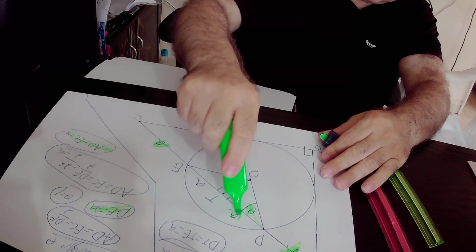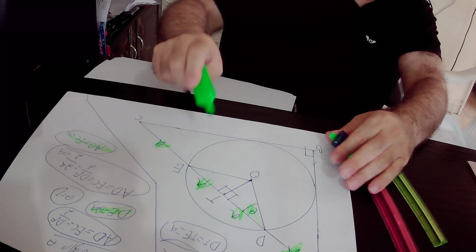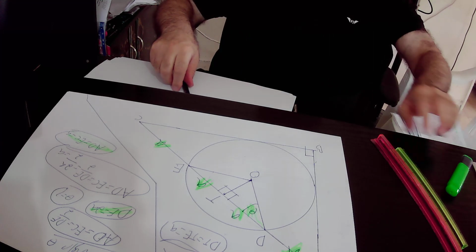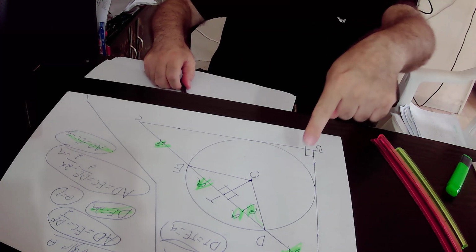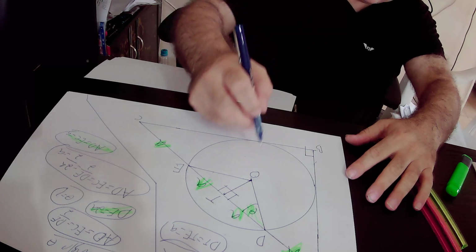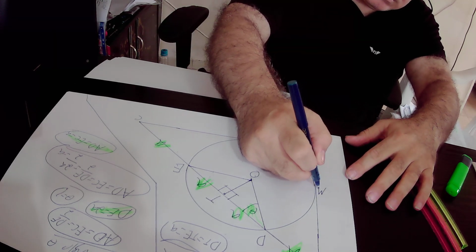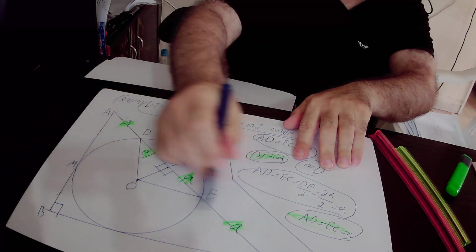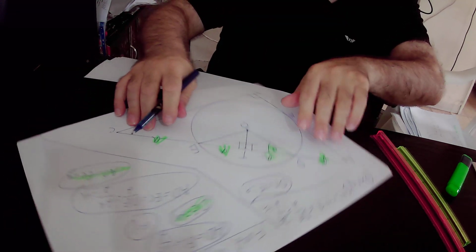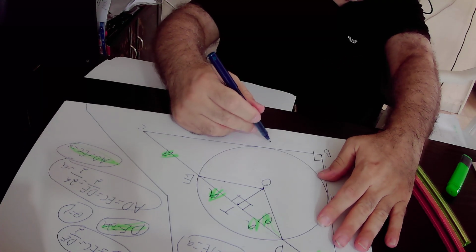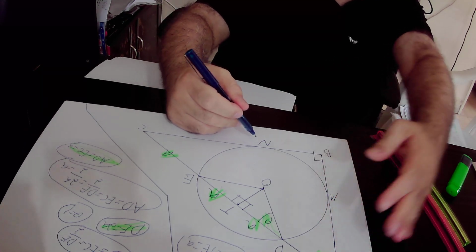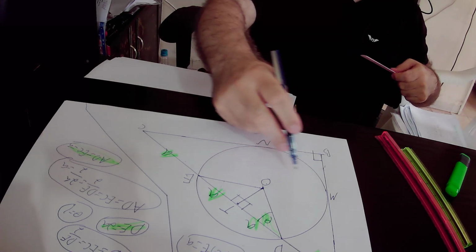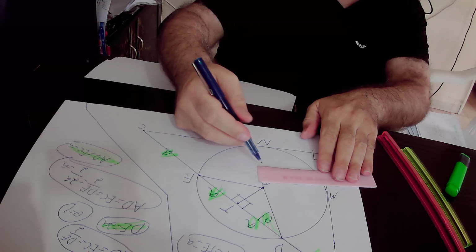Okay? In the next step, we define the point of tangency of tangent AB with this circle as M. We define the point of tangency of tangent BC with this circle as N. We will join points O and M together by a straight line.